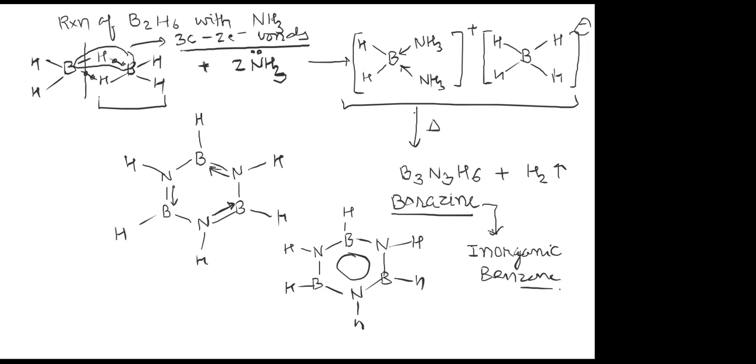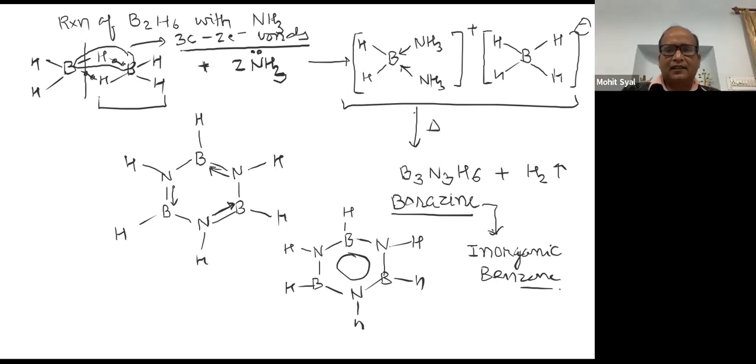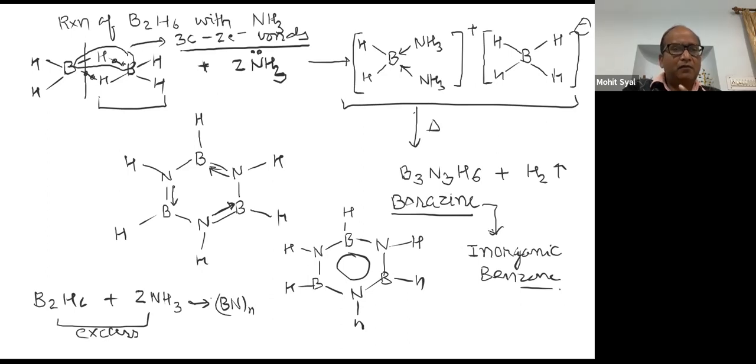No, sir. Okay. But if we take them in excess and heat, suppose you take this B2H6 and ammonia, and you take both of them in excess and heat together at a very high temperature, what will happen? They will form boron nitride, BN, which has a structure similar to graphite, a layered structure.